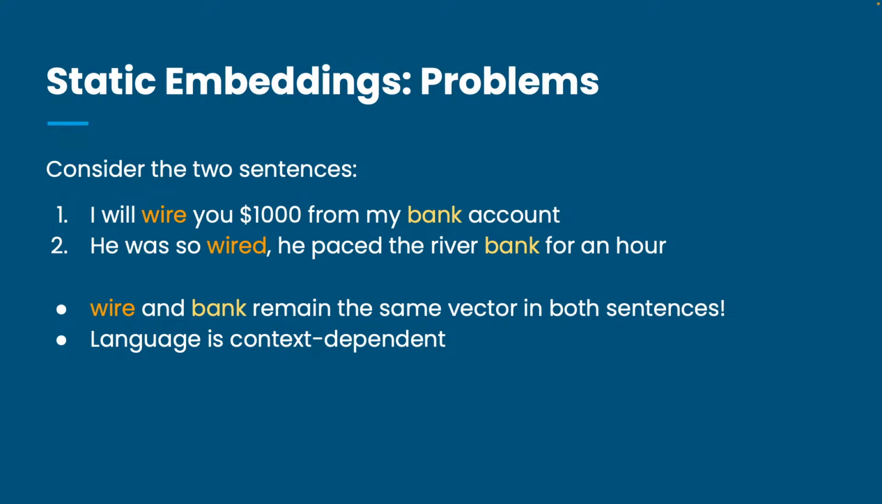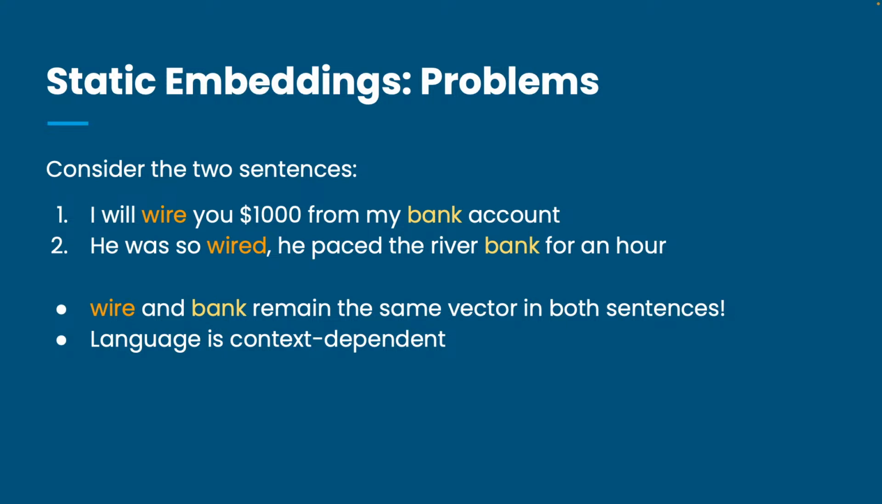Okay, so static embeddings are quite nice. They do encode semantics between words. They encode relationships, as we saw in the king, queen, man, woman example. But they also have a couple of problems. The main problem is that words have multiple meanings.